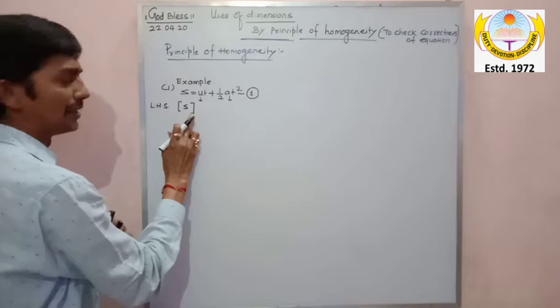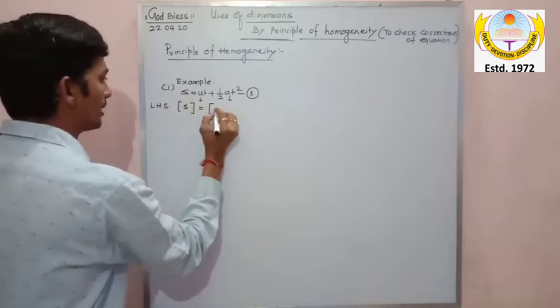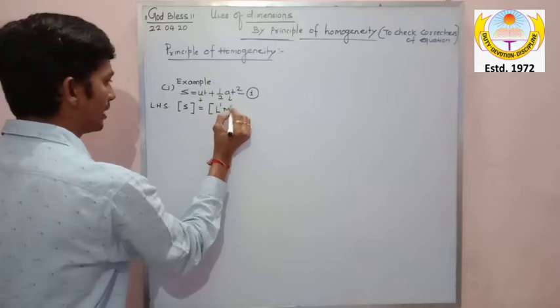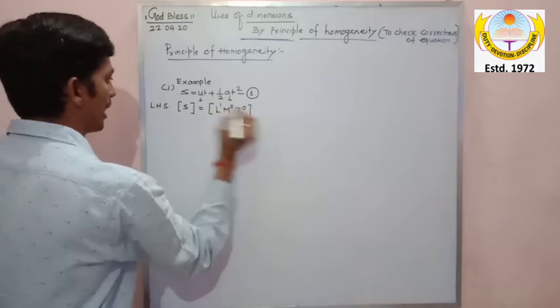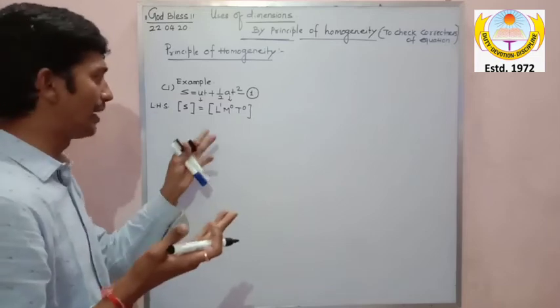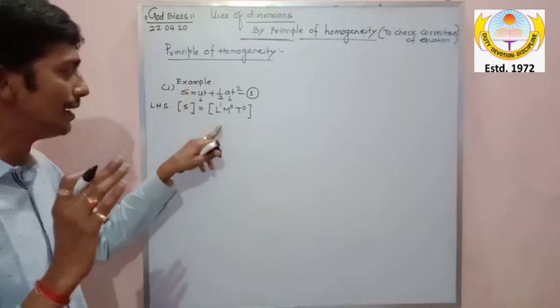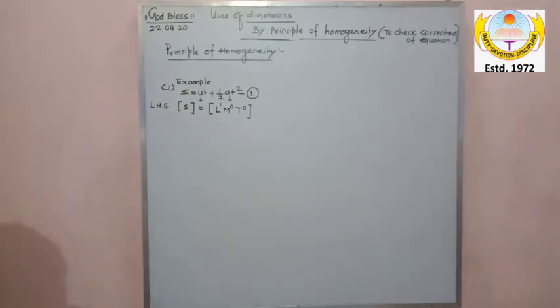So I will write dimension of S. And dimension of S is a displacement. So it is L power 1, M power 0, T power 0. No doubt, because displacement carries only length in magnitude, right? So L power 1 will be the dimension because S is only having power 1. Mass, there is no mass, there is no time. So I hope you understood the dimension of displacement in the equation number 1. I hope it is clear.